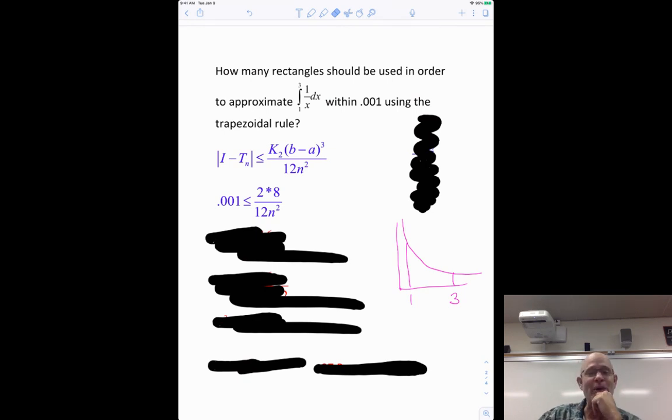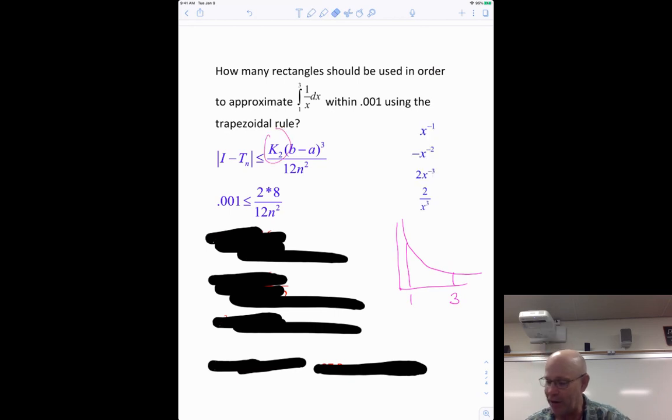So I plugged that 0.001 into my error. And then what I did was, since this used the second derivative, the function is actually x to the negative 1. So this is f. F prime is negative x to the negative 2. F double prime is 2x to the negative third, or 2 over x cubed. We're on the integral from 1 to 3. I want to make this as big as I possibly can.